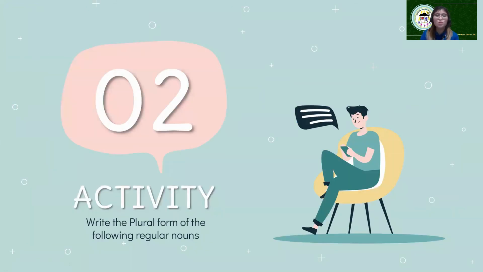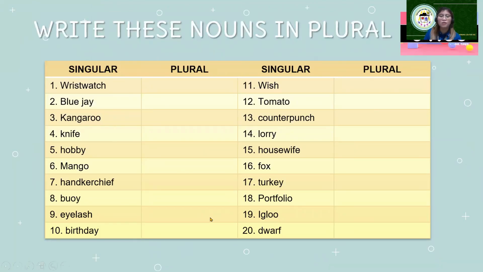In activity 2, I will be giving you 20 items of words. All you need to do is to change all of these words into its plural form. Remember the rules 1 to 6 as you write the activities. Alright? So are we all ready? If yes, prepare your papers and let us begin our quiz.